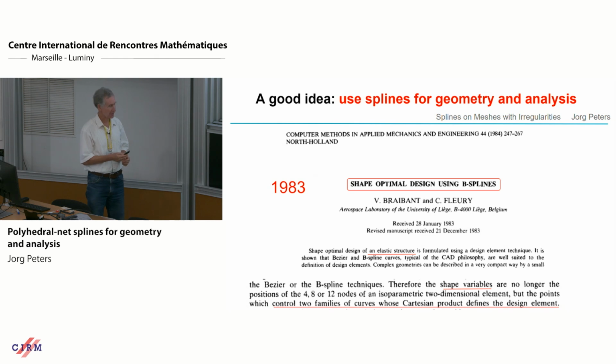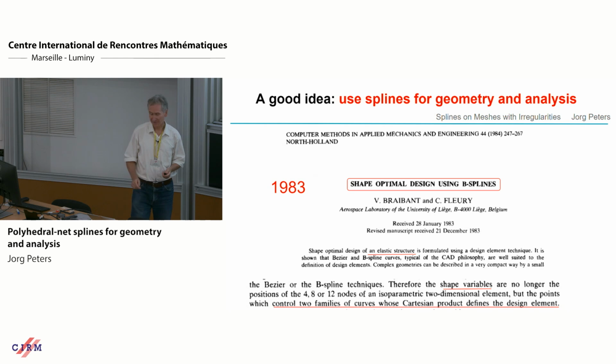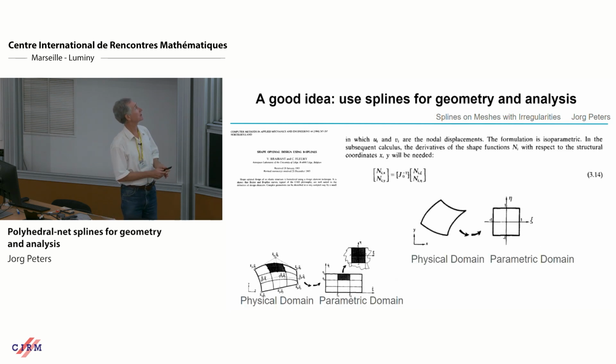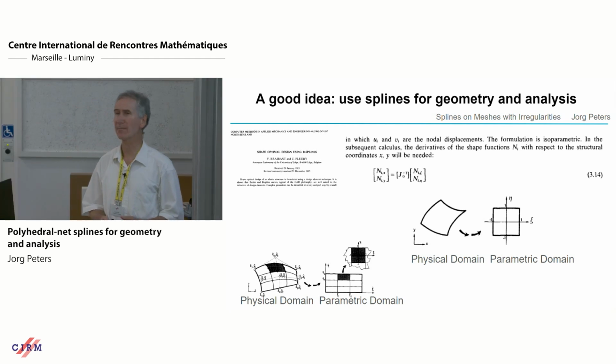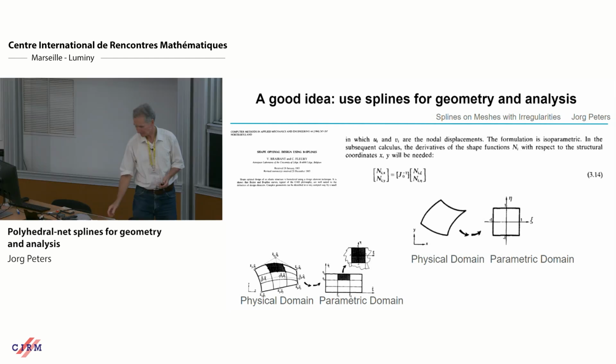So the first paper where I saw something is Brébon and Fleury in 1983, submitted there to a journal called Computer Methods in Applied Mechanics and Engineering. And so that was in 1983. And if you look more closely at this paper, you see in there, you have something called the physical domain and the parametric domain. And same thing here. And what he's calling it an isoparametric method. But we'll have a better name for this in a moment.